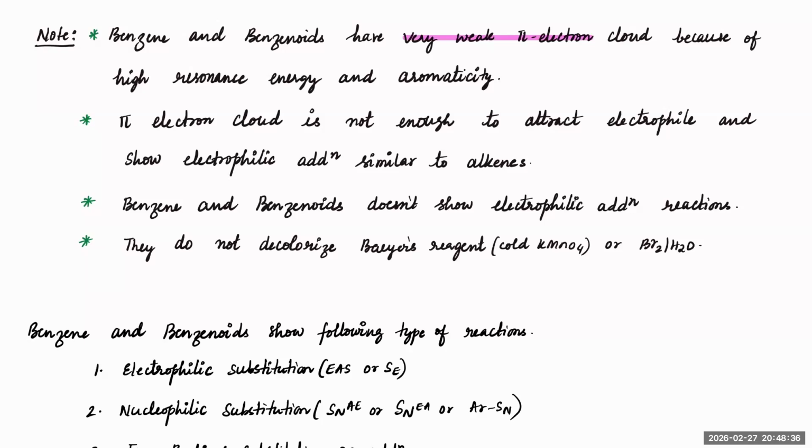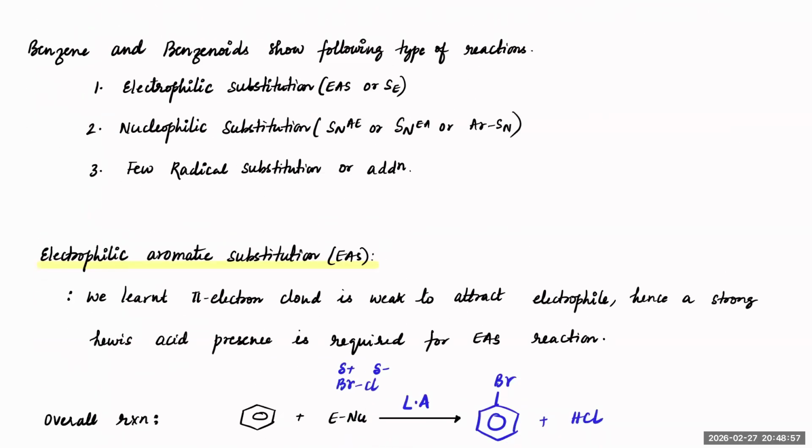Benzene and benzenoid forms. Benzenoid means compounds which have benzene rings, like naphthalene, phenanthrene, biphenyl and so on. They do not usually show electrophilic addition. Hence, if they do not show electrophilic addition, they do not decolorize Bayer's reagent or react with bromine water easily.